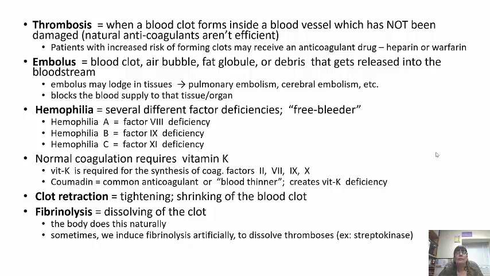An embolus is a blood clot, air bubble, fat globule, or debris that got released into the bloodstream. The problem with these is that they can lodge into the tissues, and when they lodge into the tissues, it blocks the blood supply to wherever they're at. So if you get a pulmonary embolism in your lungs or a cerebral embolism in your brain, this is a very serious thing and can lead to death.